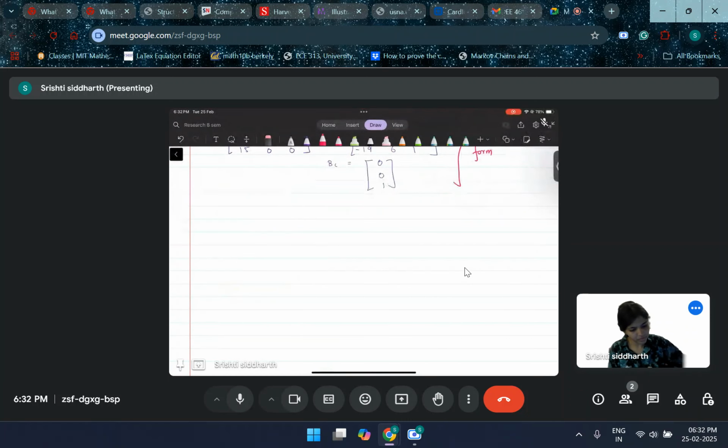Alright, so we have the second question now. Consider the LTI system x dot equals Ax plus Bu. A is the 2 by 2 square matrix 0, 1, minus 1, minus 2, and B is 0, 1. So we have three parts of this question. The first one: is the system controllable?